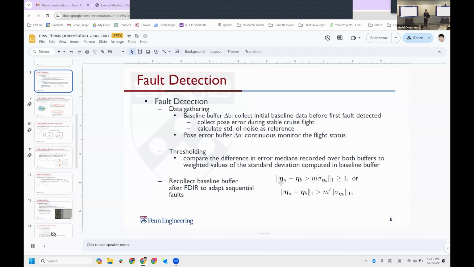Maybe we will differentiate between sequential versus concurrent. I think what you're talking about is one called after another, and he's asking about two things happening at the same time. The difference is you would have a different threshold. Yeah, we haven't considered the case of two faults happening at the same time. We just consider that one fault comes and maybe after some time another fault comes.